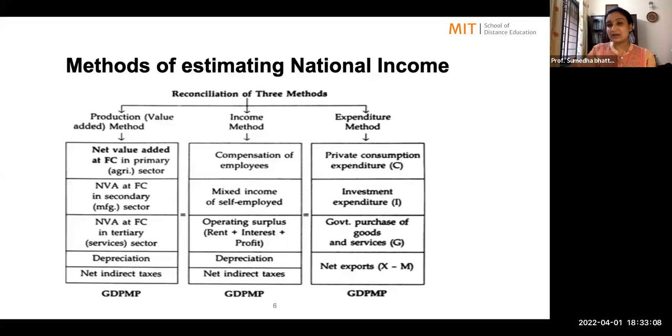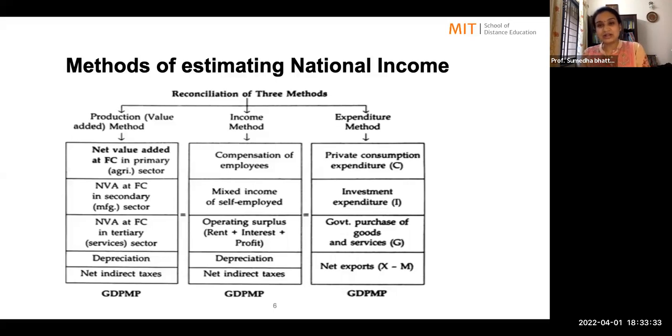Then we have the mixed income of self-employed, which is very important for a country like India, which has a huge unorganized sector where proper accounts are not maintained. So there we take the lump sum income earned by them, which is called the mixed income. And then we take the operating surplus, that is the income earned by the normal residents in the form of rent, interest, and profit. So that is by income method.